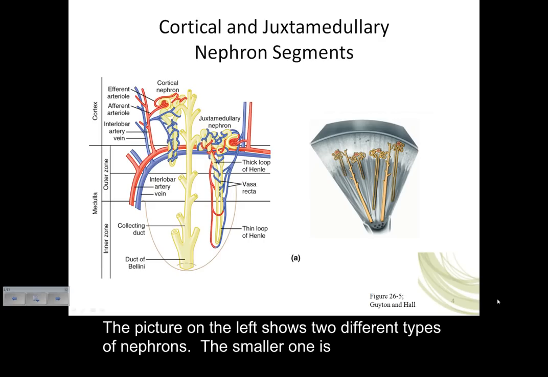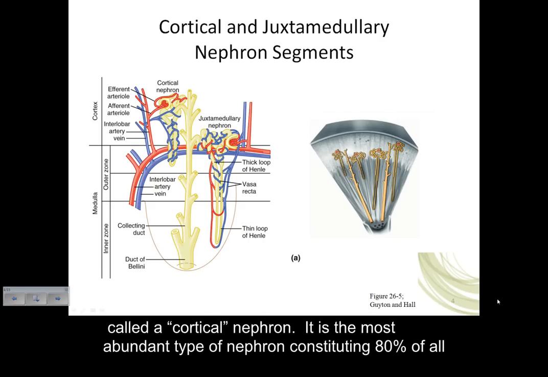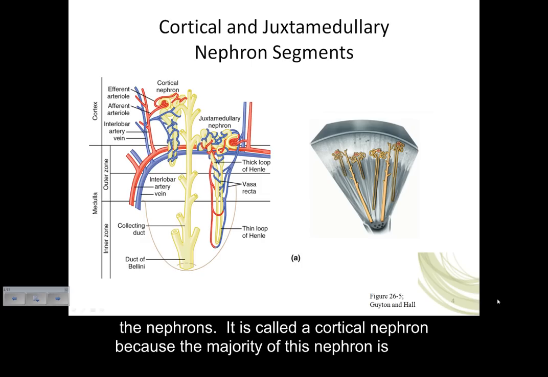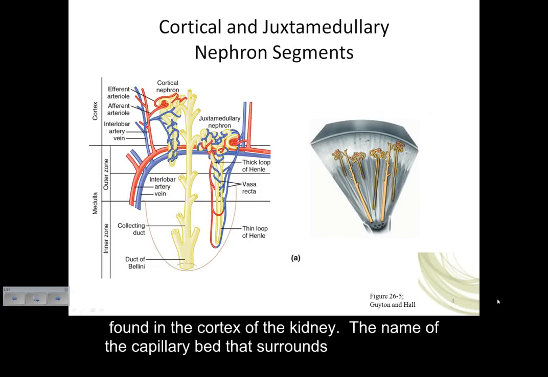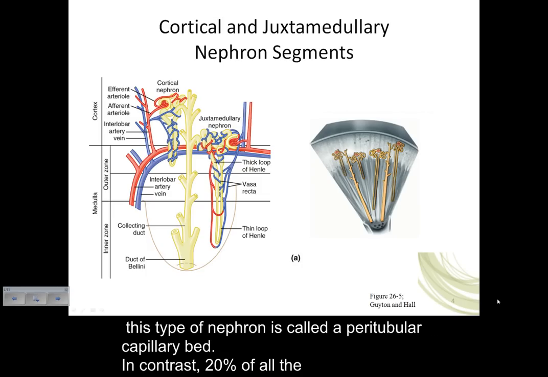The picture on the left shows two different types of nephrons. The smaller one is called a cortical nephron. It is the most abundant type of nephron, consisting of 80% of all the nephrons. It is called a cortical nephron because the majority of this nephron is found in the cortex of the kidney. The name of the capillary bed that surrounds this type of nephron is called a peritubular capillary bed.